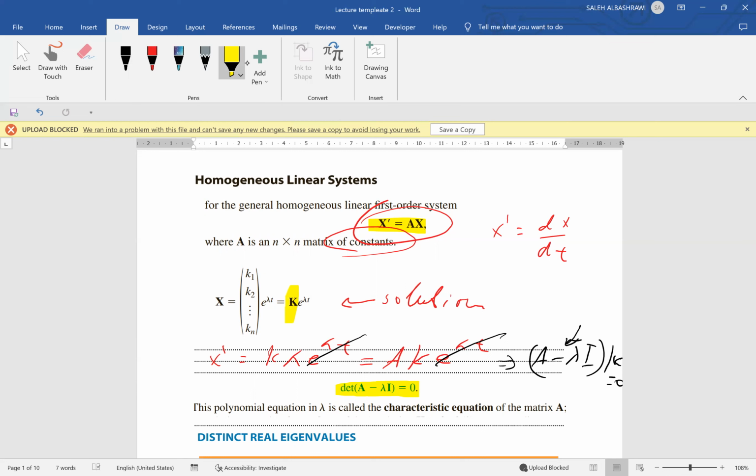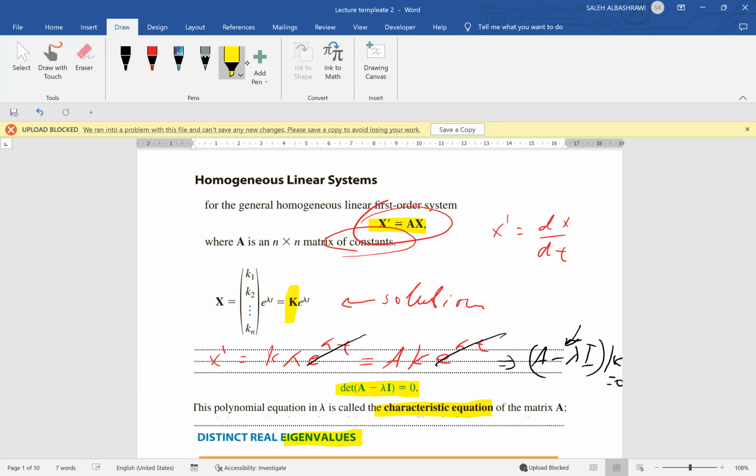So we have two things. We have the eigenvalue, which is the solution of the characteristic equation. The determinant of A minus lambda I equal to 0 is called the characteristic equation, and the solution for this equation is called the eigenvalue. Then we are going to use this eigenvalue to find the corresponding K, or the eigenvector. So we have eigenvalues and eigenvectors.